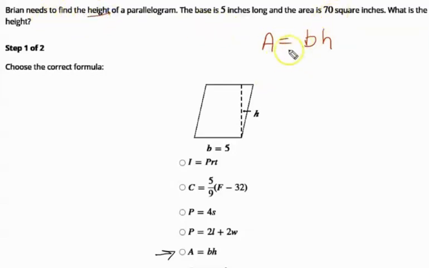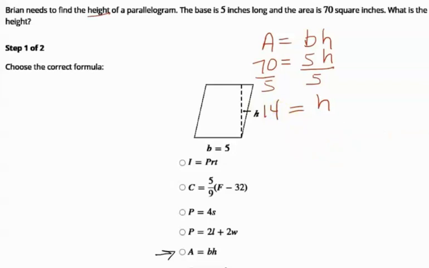Well, we have the area is 70. We know the base is 5. So substituting, we just divide both sides by 5. And we get the height is, let's see, 10 and 4 would be 14. And that would be the answer to this one.